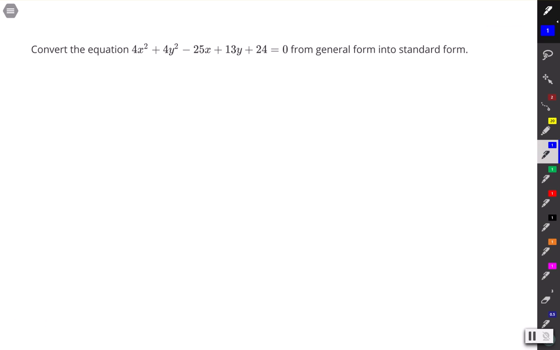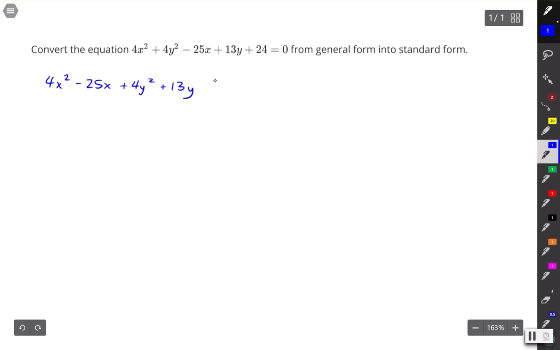So in this particular situation, what we first need to do, as always, is get the terms that have x's together and the terms that have y's together. So I'll just rearrange my items and go ahead and move that 24 to the other side, and it's going to become a negative 24 because you're subtracting it over.